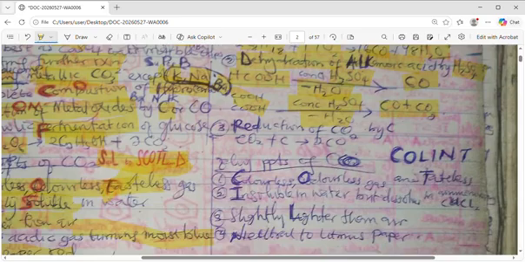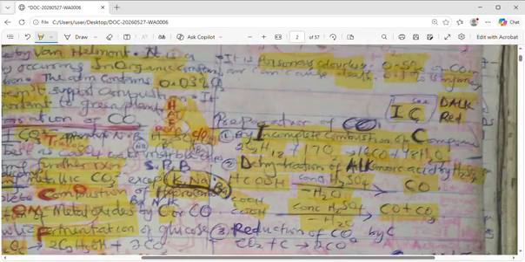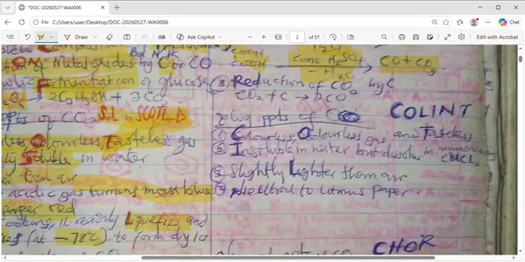Now another thing is reduction. Remember I said I see dark red. The red now is reduction. So I can prepare carbon monoxide by what? Reducing carbon dioxide. So if I have carbon dioxide, I can reduce it by using carbon. When I add carbon to carbon dioxide, I will get carbon monoxide, 2 moles of CO.